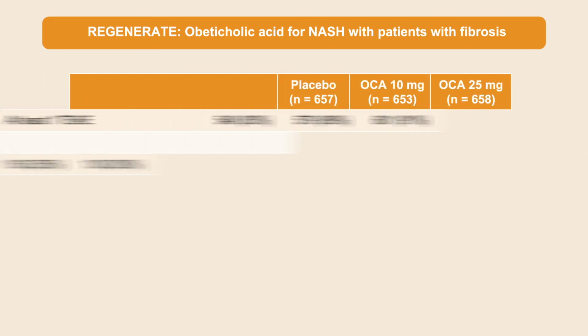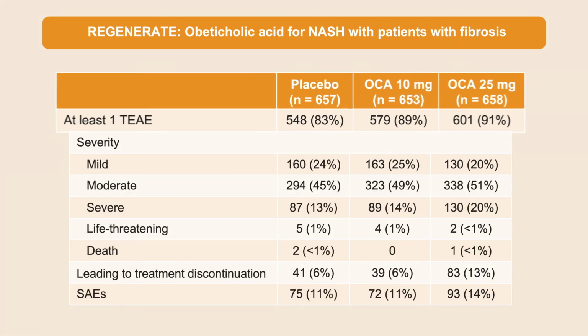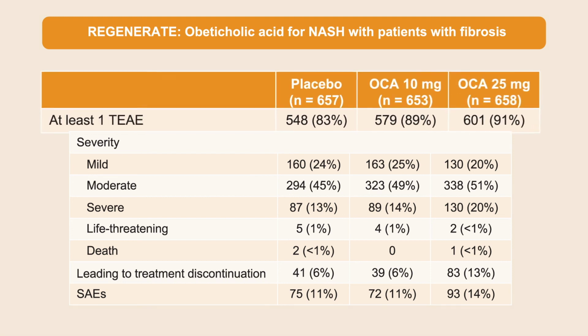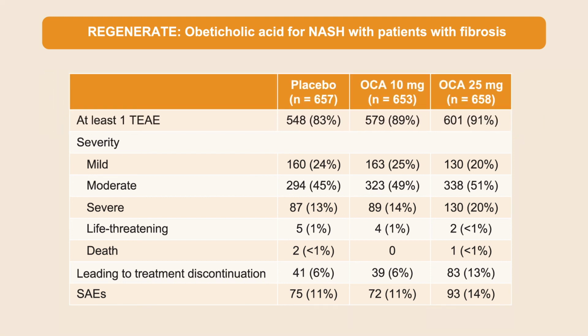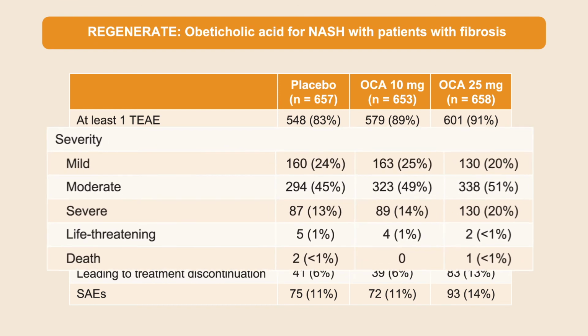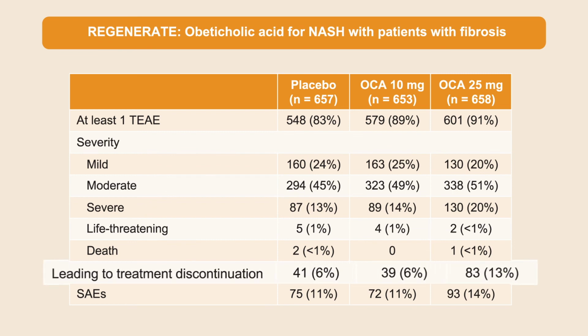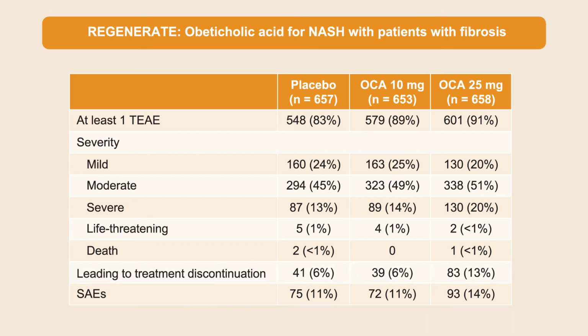Now moving on to the adverse events seen in the Regenerate trial. Overall, at least one treatment-emergent adverse event was not different between the three groups: 83% on placebo, 89% on 10 mg, and the 25 mg dose group had 91%. The severity of these adverse events, in terms of death or life-threatening events, was not different. However, the events leading to treatment discontinuation were higher with the 25 mg dose relative to placebo or the 10 mg dose, at 13% versus 6% each for placebo and the 10 mg dose.